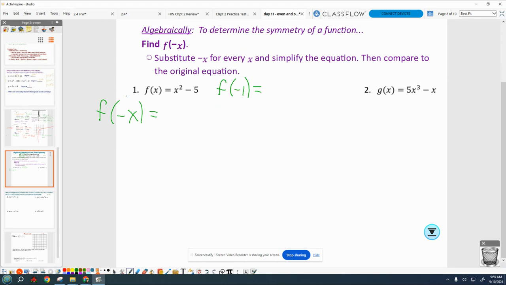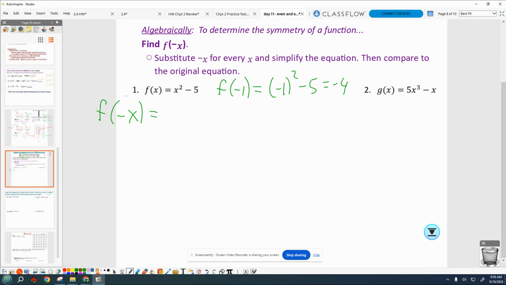Okay? So what we do is we put in -1 and we square it, and then we subtract 5. -1 times -1. Positive 1 or -1? Which one? Positive. Positive 1 minus 5? -4. Okay.